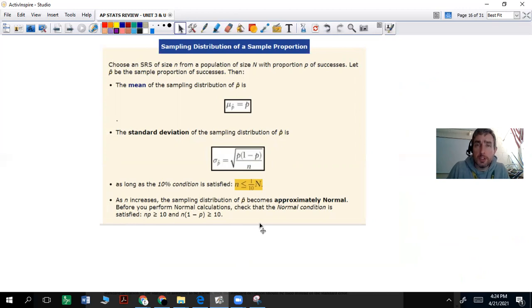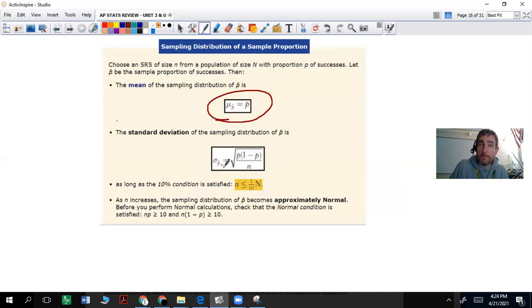All right, so for sampling distributions, there's means and there's proportions. These are on your formula sheets as well, but I just have them highlighted here. The mean of the sampling distribution of sample proportions is going to be the true population proportion. So that's given to you on a formula sheet.